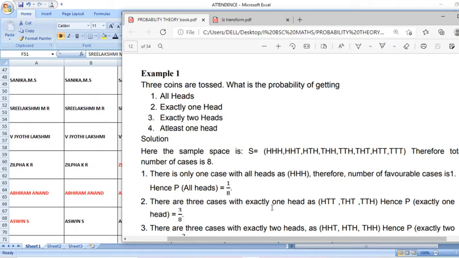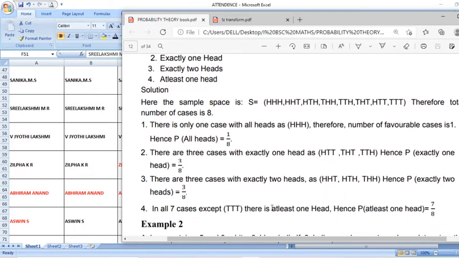And the third question is exactly two heads. So the possible cases are HHT, HTH and THH. So the probability of exactly two heads is the number of favorable cases, 3, divided by the total cases, 8, so 3 by 8.